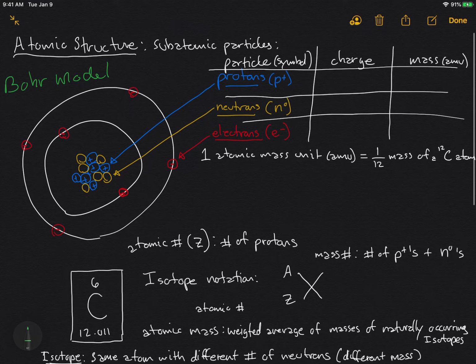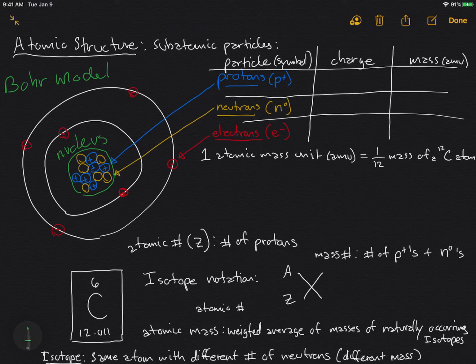And what you see is the nucleus. So in the center, you have the nucleus, which is actually very, very small and in the very center of the atom, but it makes up the vast majority of the mass of the atom. And then you see surrounding the nucleus the orbits of the electrons.